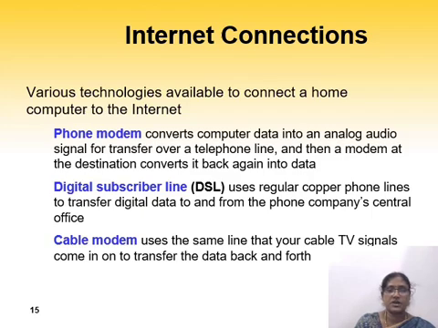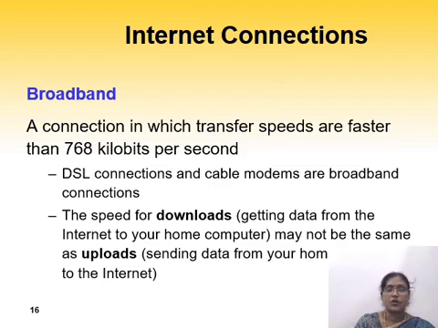A phone modem converts computer data into an analog audio signal for transfer over a telephone line, and then the modem at the destination converts it back again into data. Digital subscriber line and the cable modem are landline services used for internet. And broadband is a connection in which transfer speeds are faster than 768 kilobits per second. DSL connections and modems are used here, and the speed for downloads may not be the same as uploads.